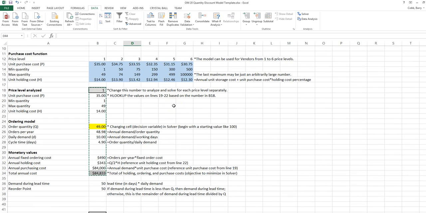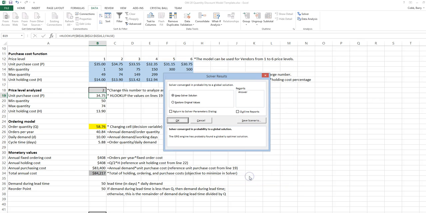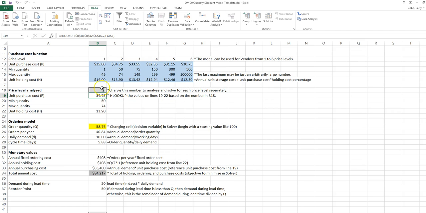To examine another price level, we change the price level analyzed, in this case to 2. We simply open Solver and just resolve the model. And now we get the best solution within price level 2.